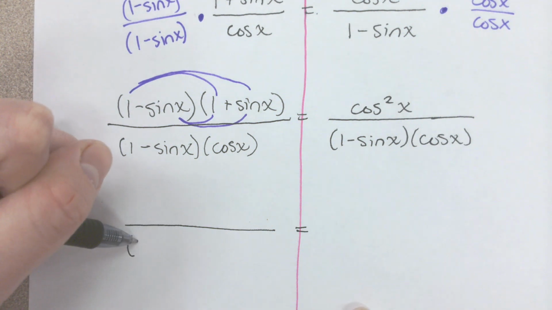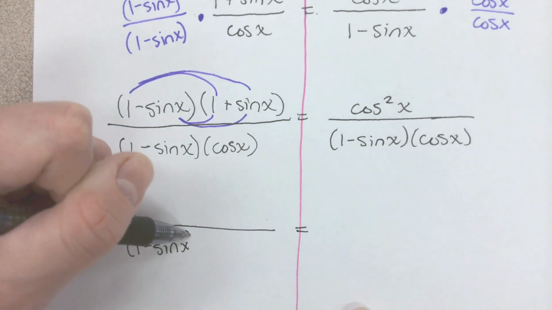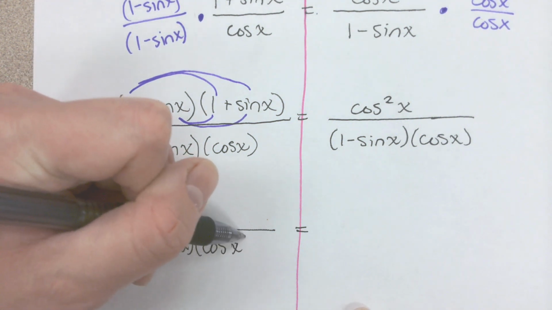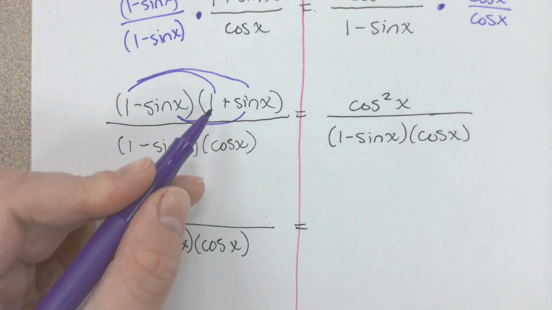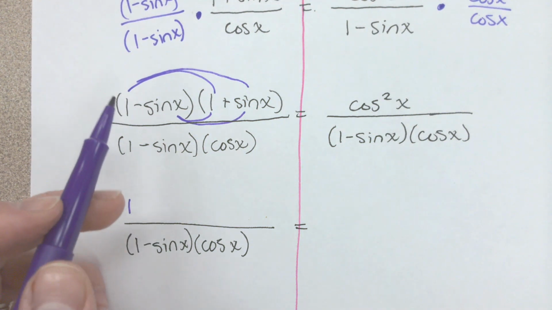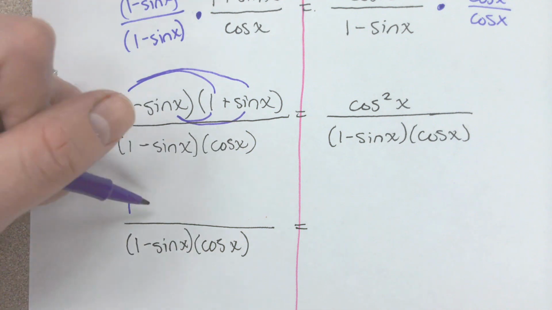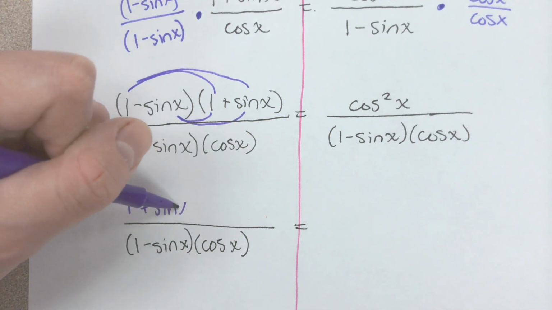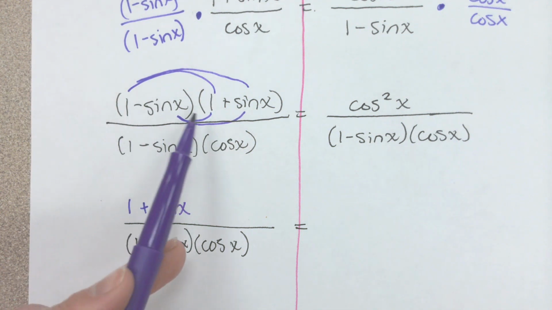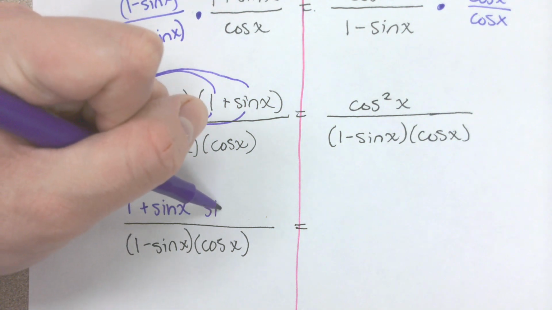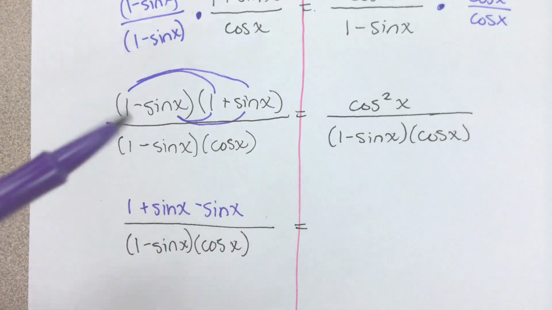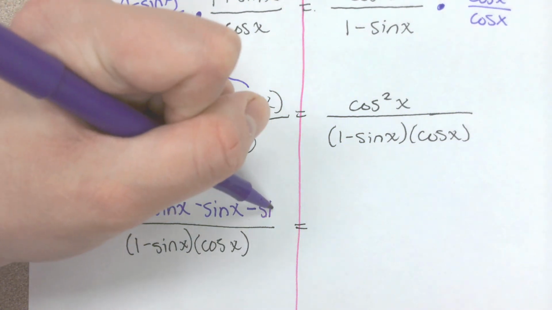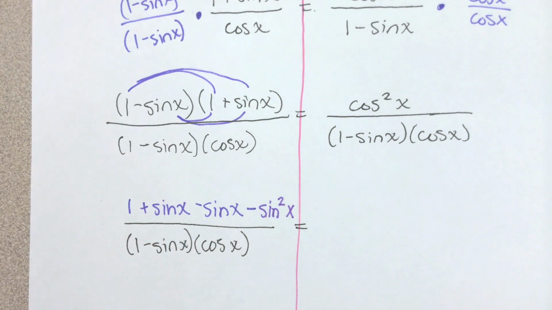Go ahead and copy down the denominator, 1 minus sine of x cosine of x. On the top, FOILing, 1 times 1 we get 1. 1 times positive sine, that's a positive sine of x. Negative sine times 1, that's negative sine of x. Negative sine times positive sine, that's negative sine squared x.